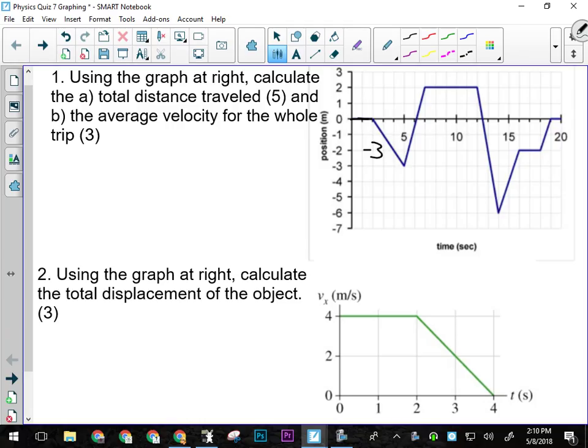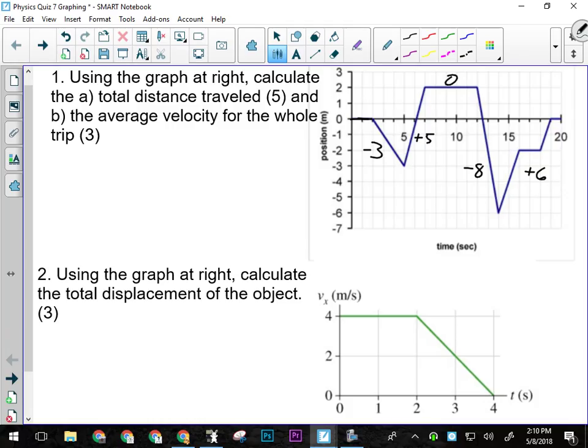So I went -3 meters. Of course, when I calculate distance, the negative won't matter. Then in this section, I went from -3 to +2, so I went +5 during that section. Didn't go anywhere here. And then I went from +2 to -6, so that would be -8 meters. And then I went from -6 back to 0, so that would be +6 during those 3 sections there. Everybody all right with that?